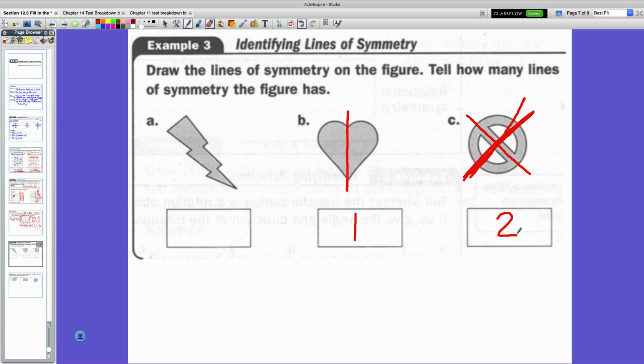Okay, going back to the lightning bolt. Is there any way that I could fold this lightning bolt so it would line up with itself? Well, if I drew one right through the tip, this is probably what a lot of you were thinking, right down the middle there. The issue is that this area would land in this white space. It doesn't line up, so this one actually has 0 lines of symmetry. But that's really all this is, lines of symmetry. It's just looking at the picture, seeing where you could cut it or where you could fold it so that it would line up with itself again.